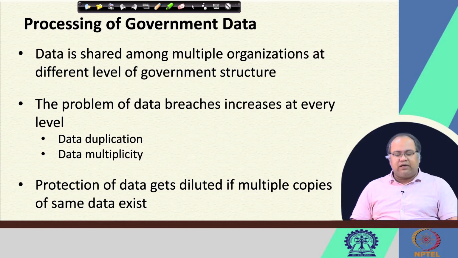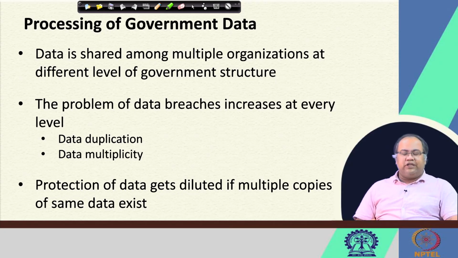As I was mentioning, the major problem of government data is that the data is shared among multiple organizations at different levels of the government structure, and whenever the data is shared among multiple organizations, the risk of data breaches increases at every level because of data duplication and multiplicity. Say, for example, with your Aadhaar data, whenever you submit your KYC document in multiple places, the data gets duplicated or multiplied at multiple places, and that way it becomes very easy to steal.